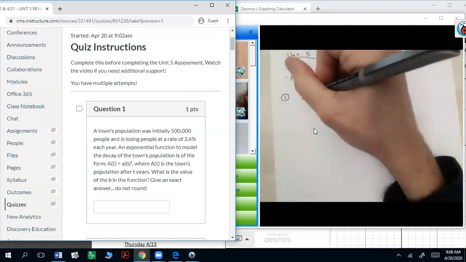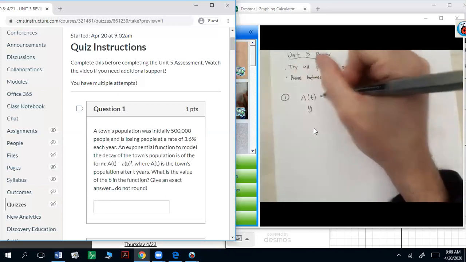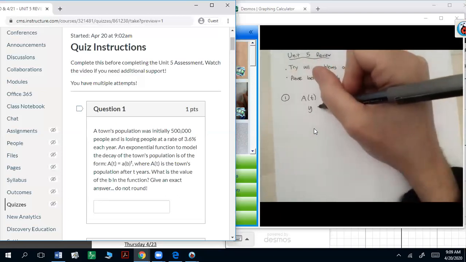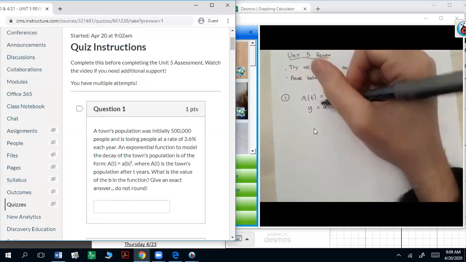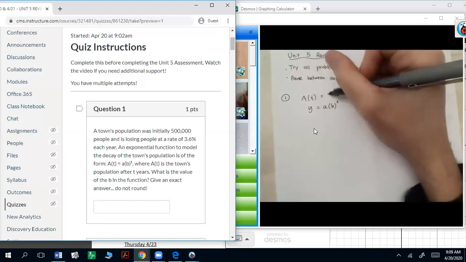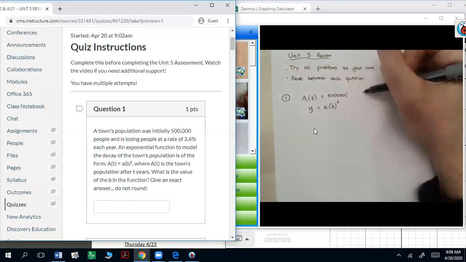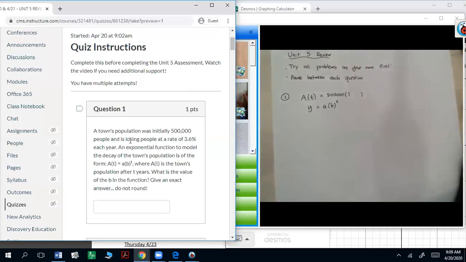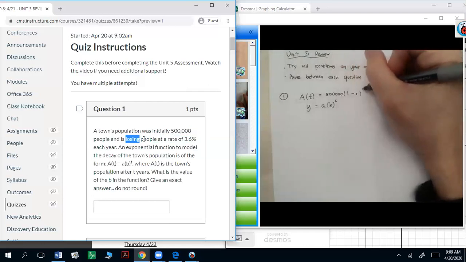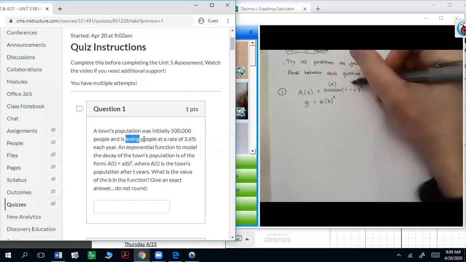The way these work is you have your a of t, that's like your y value. Your 500,000, that's like your a value. So remember, a times b to the x power, okay? The a value is going to be your starting amount. Your b, since this is exponential growth or decay, is going to be 1. Since it's going to be losing, that's going to be decay. So it's going to be 1 minus the rate. And then we raise it to the t power. And so this is your a value. This is your b value.